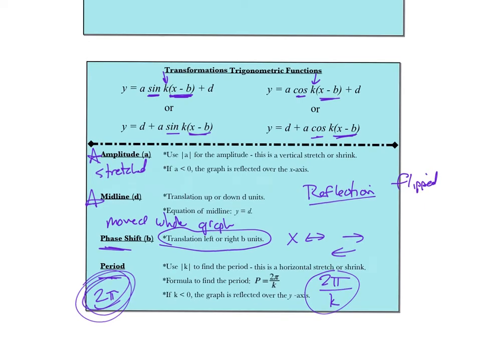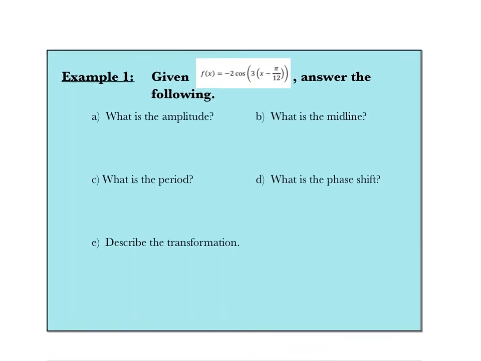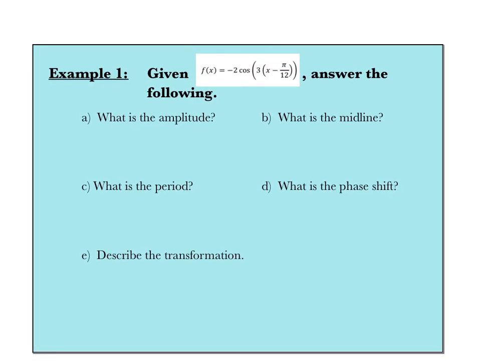Okay, so we've got the three we talked about before. Amplitude, midline: stretch it vertically, move the whole thing up or down, or flip it. Now we're saying, okay, how can I move it left and right? Or how can I mess with the period? So this is a complicated one, but it's not if you take it piece by piece. Okay, so let's start with this. What's the amplitude? The amplitude is the one that's out front. So right now my amplitude is not -2, but it's just going to be 2.